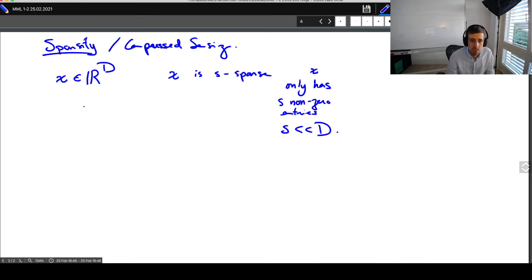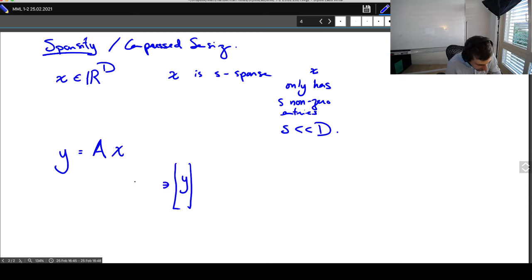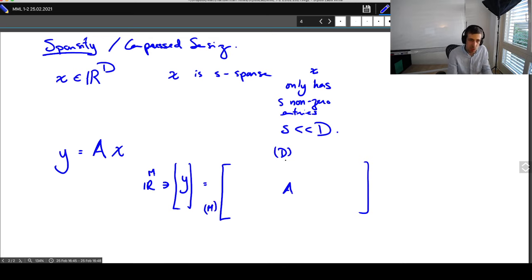from a lot fewer measurements? And so the question arises: if I get linear measurements of it, so if I get Ax equals y, if I get the vector y, and here it's useful to think about what the sizes are. So y will be in R^m, and this will be equal to a short fat matrix, right? I'll do this sometimes where I put the sizes just so that we keep them in mind. D is much bigger than M. x is our sparse vector.